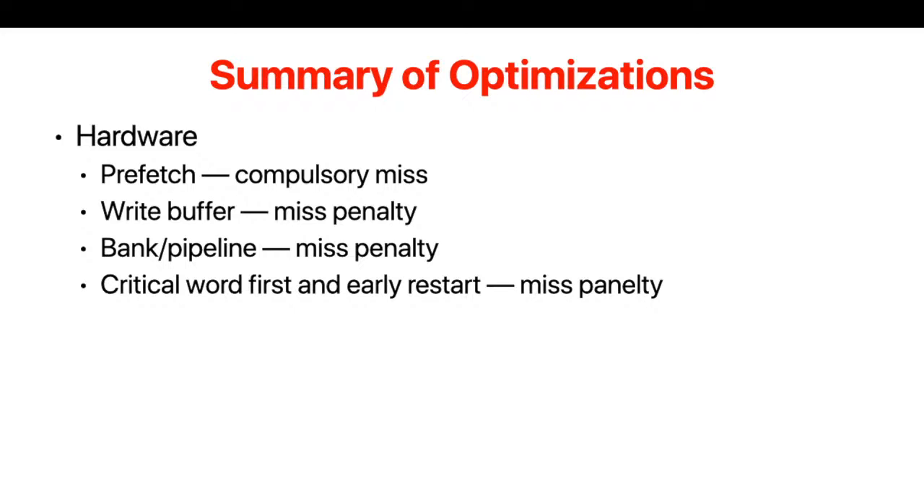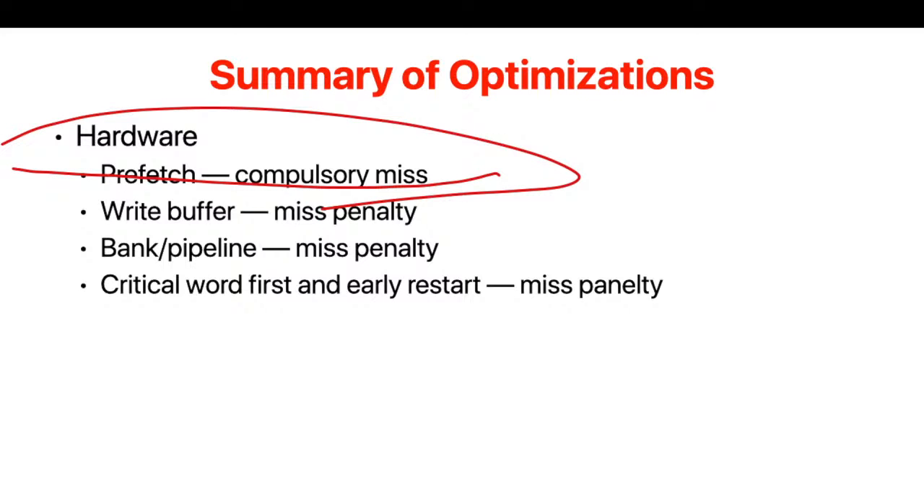All right, so now we have a summary. For prefetch, it's compulsory miss. Write buffer, bank pipeline, critical word first, early restart: they are all about miss penalty. So you see, for hardware techniques, we have talked a lot, and only one of them can improve miss rate. And whenever you have a miss, your processor already needs to pay some overhead. So if you really want to improve cache performance, the key is that you have to reduce the cache miss rate. So what are the most efficient techniques to reduce miss rate?